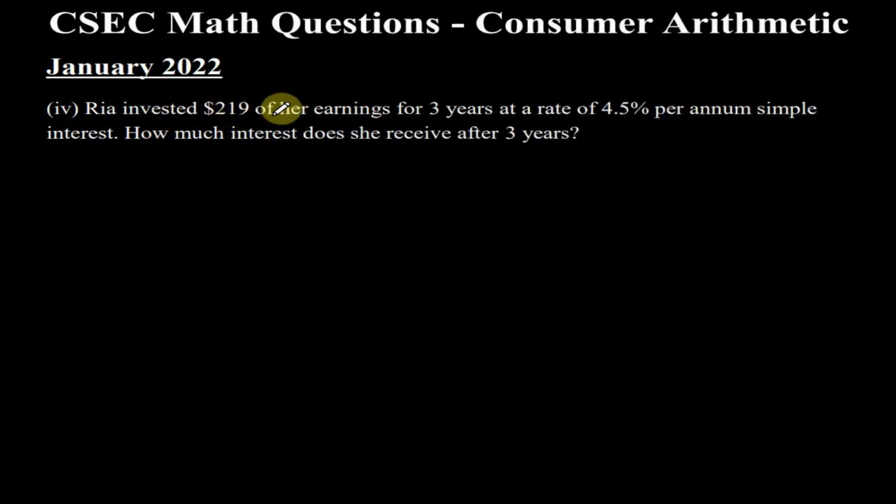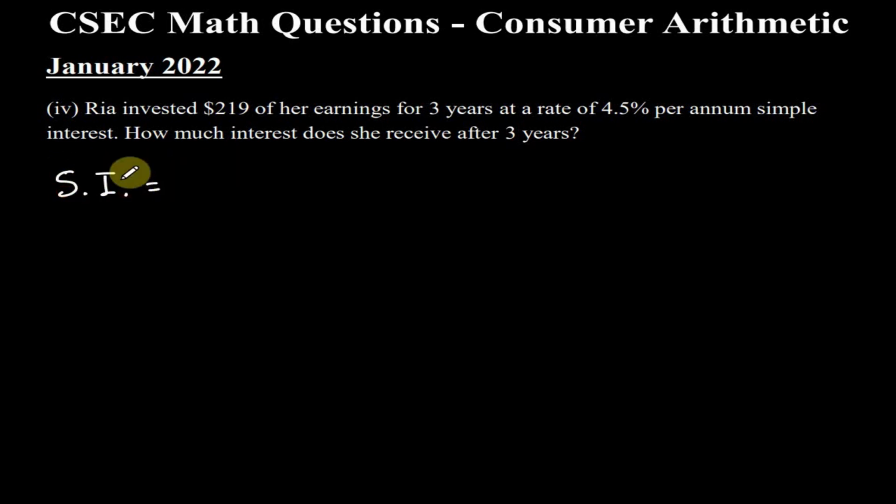Rhea invested $219 of her earnings for 3 years at a rate of 4.5% per annum simple interest. How much interest does she receive after 3 years? So, we want to find her simple interest after 3 years.